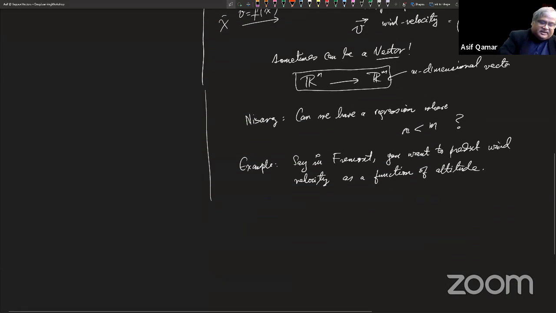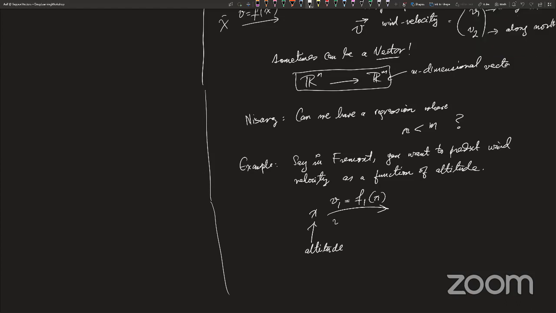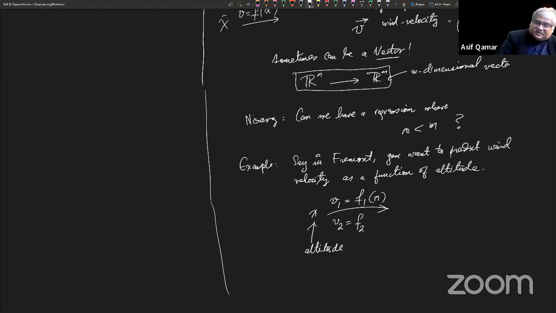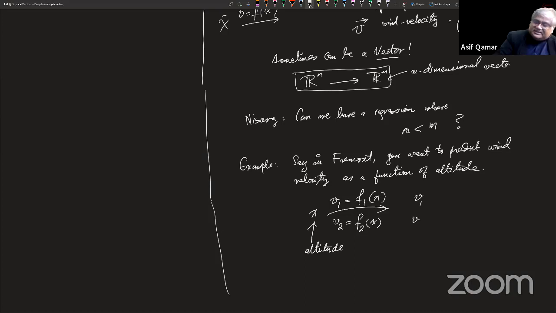Think about it this way. From, let's say, a point altitude, let me just write altitude as x. When you write a function, what you're doing is you're writing F1 of x is the velocity along the north-south direction, V1, and V2 is another function, F2 of x. Oh, I see. So there'll be multiple functions. Yes, exactly. The only thing is you'll co-train them. When you do the gradient descent, you'll do the joint gradient descent.